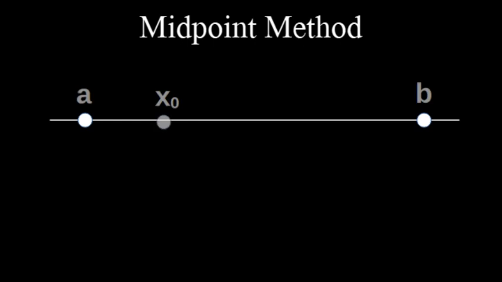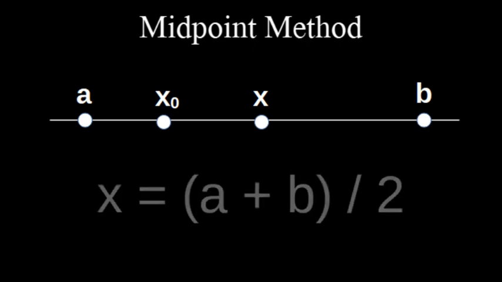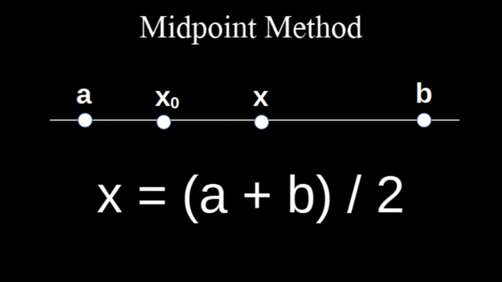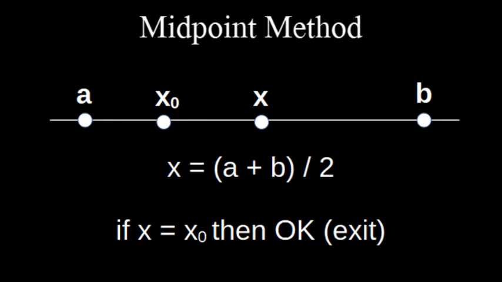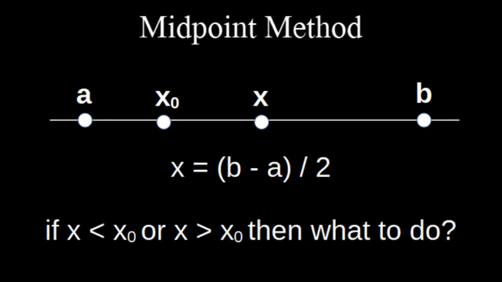Midpoint method. Let's take the points a, b and x0, x on a line. Here, x0 is the root we are looking for, and x is the midpoint of points a and b. If x equals x0, we're done, we can finish. What do we do if x is less than or greater than x0?